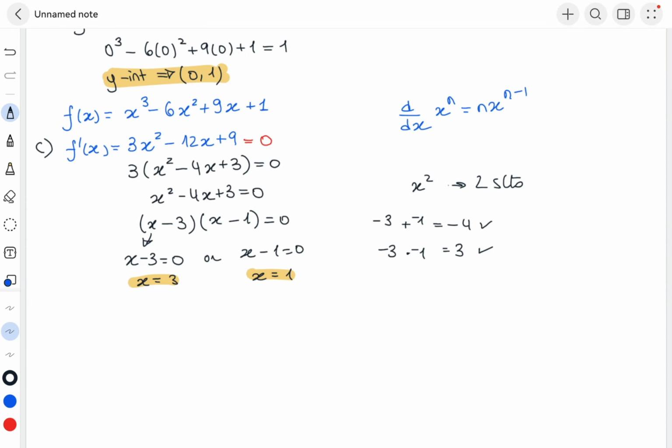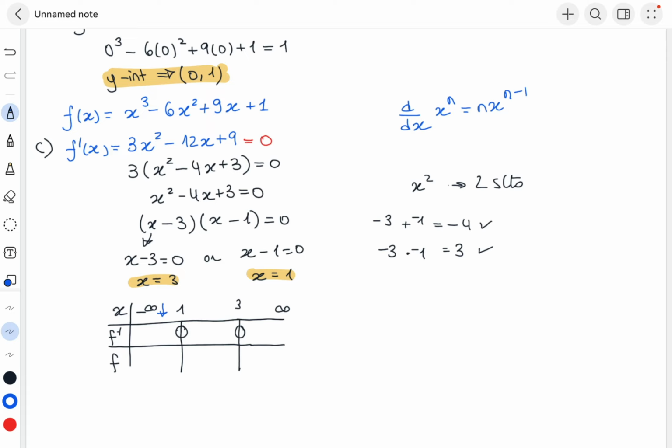Our table would have x, f prime, and f, and it is from negative infinity all the way to infinity. Since we're moving from negative infinity to infinity, it means we're moving in an increasing manner. We'll have 1 and then 3, and we'll put zeros in the f prime here, which means f prime at 1 is 0 and f prime at 3 is 0. Now we take test values.